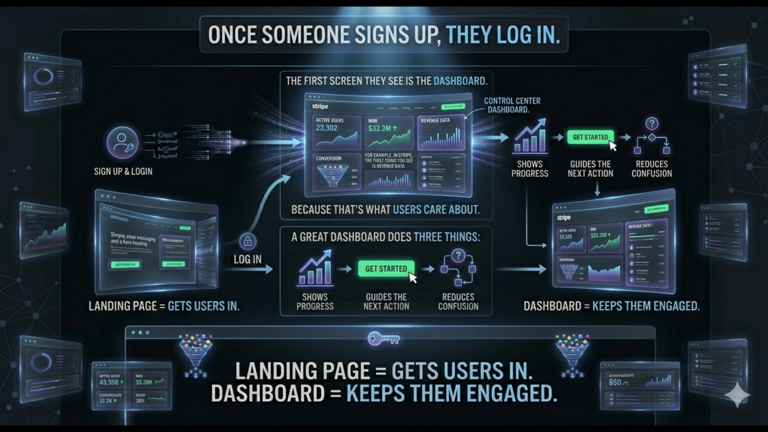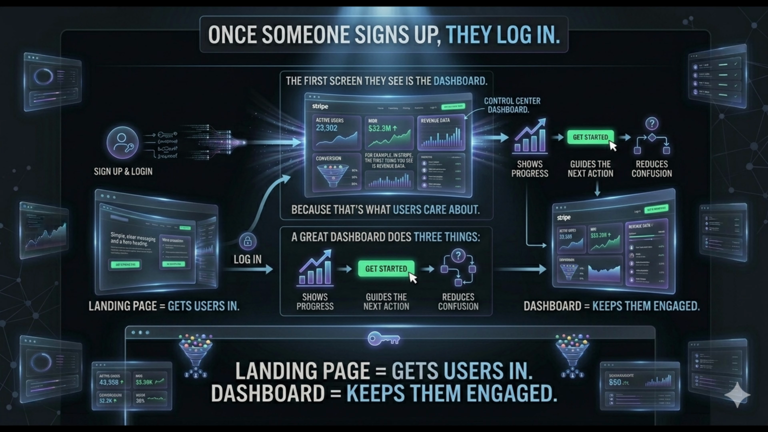Once someone signs up and logs in, the first screen they see is the dashboard. We have discussed that already. After we have logged in, we can see our profile dashboard. This is the control center of your product. For example, in Stripe, the first thing you see is revenue data, because that's what users care about. A great dashboard does three things: shows progress, guides the next action, and reduces confusion.